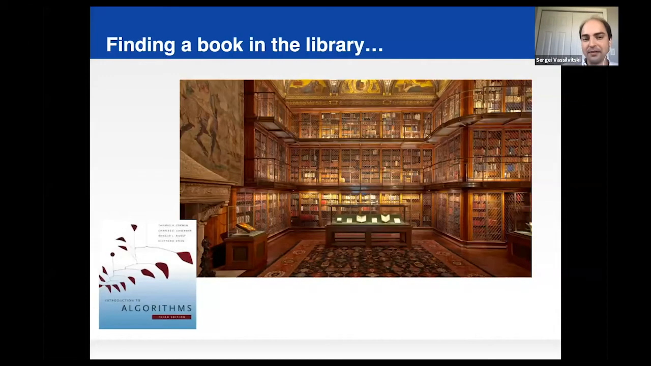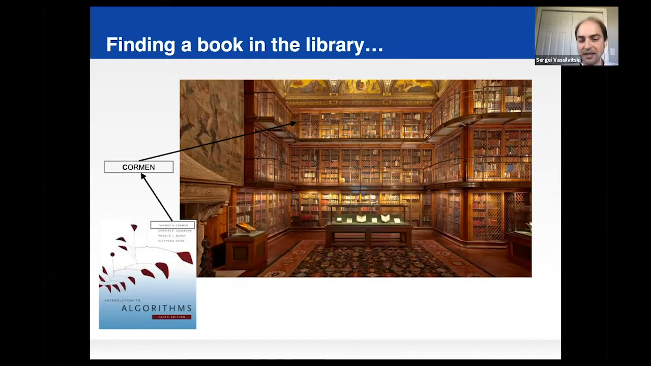Say you're looking for CLRS. How do you go about looking for this book in this big library? Usually, you'll say, well, it's probably alphabetical. You know that it's by Cormen, the first one. The C's are towards the beginning of the alphabet, and so I should start somewhere towards the beginning of this library.